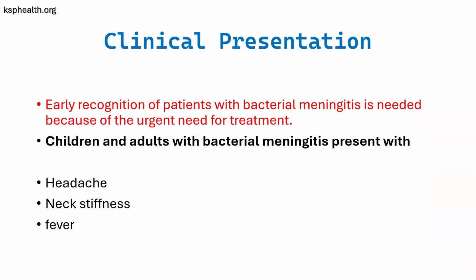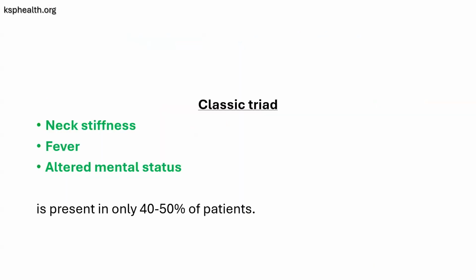So whatever the mechanism, early recognition of patients with bacterial meningitis is needed because of its consequences, both mortality and morbidity. Children and adults with bacterial meningitis present with headache, neck stiffness, and fever. The classic triad often talked about is neck stiffness, fever, and altered mental status. It's present in only 40 to 50% of patients. If you depend upon this triad, you will miss 50 to 60% of the patients.